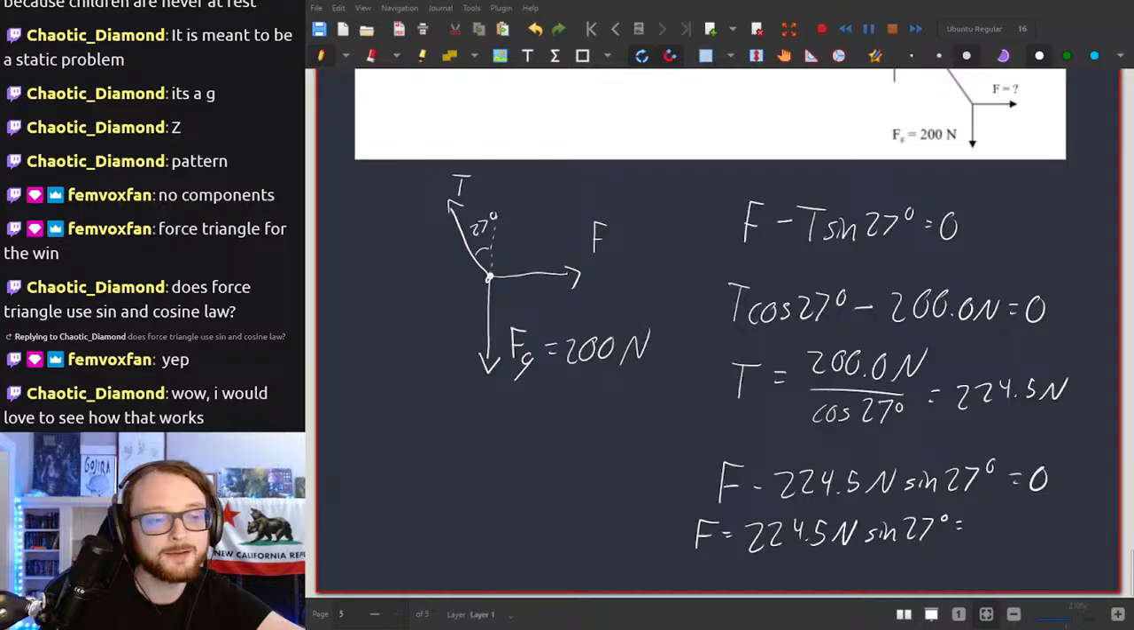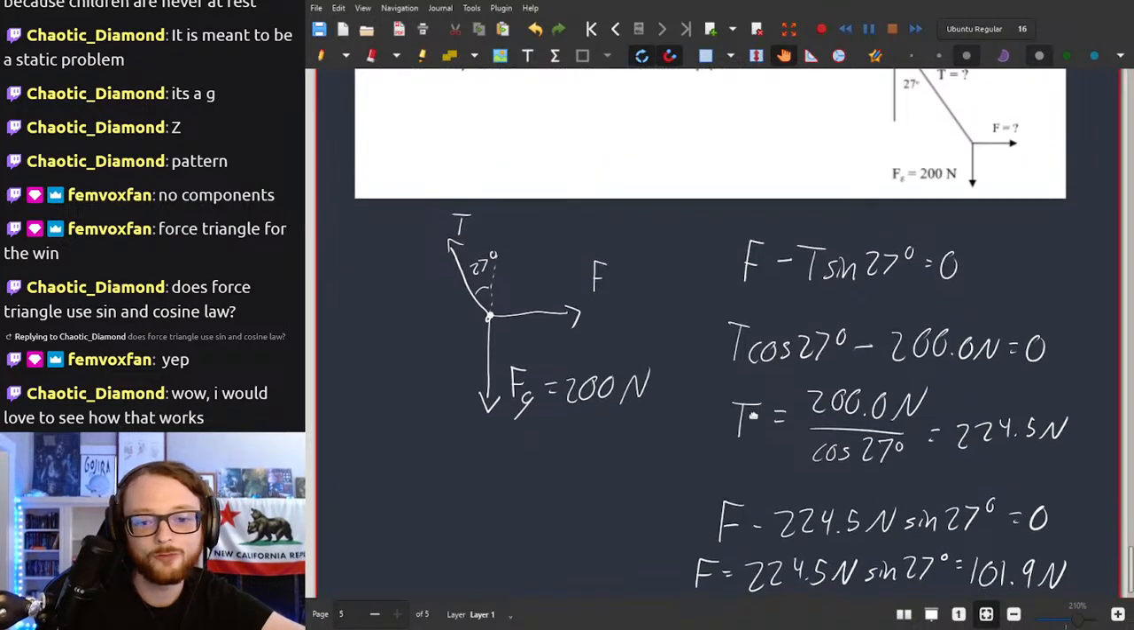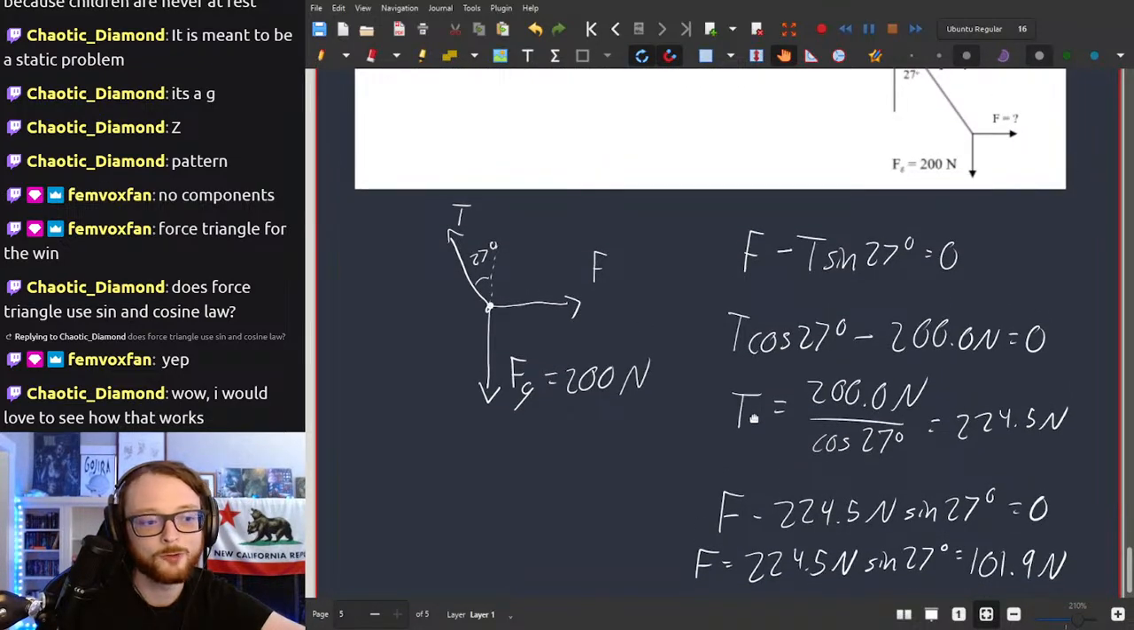You know, I can kind of see from this math how the triangles should look, I think. 101.9. So that's how I would do it. This way it's a bit more generally applicable. I think the force triangle only works in certain cases.